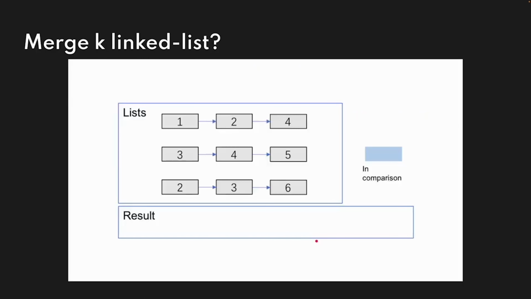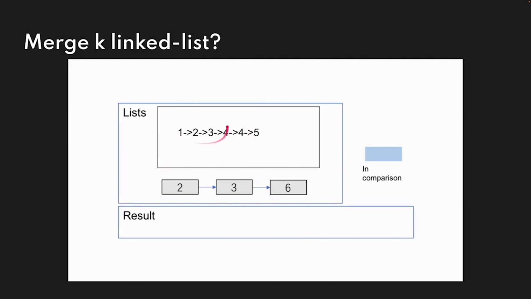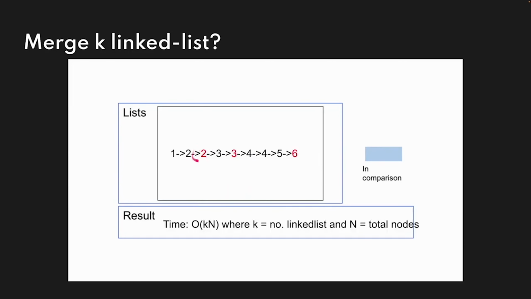Now the problem is how can we merge k linked lists? Similar to the approach for merging 2 linked lists, we first merge the first 2 linked lists. Once we merge the first 2, we get a longer linked list. Then we can use this linked list to merge the remaining linked lists, so we can merge all of them. At the end, you can see the time complexity is k times n, where k is the number of linked lists that we have in the lists, and n is the total number of nodes. We iterate k number of times, and for each iteration, we merge 2 linked lists into one.